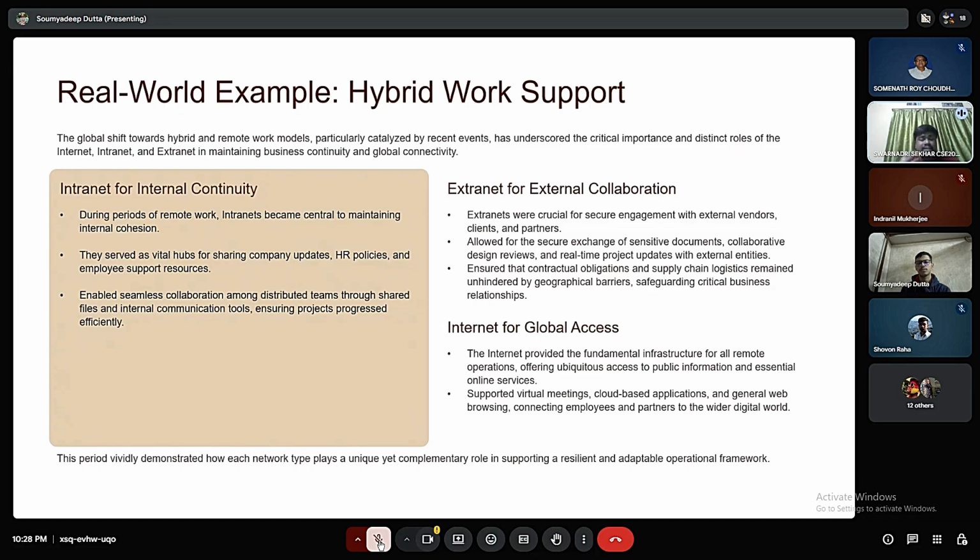The internet acts as the foundation that provides access to different services like cloud services, virtual meetings, and global connectivity. So together these networks help the organization remain connected, make the organization very productive, and achieve very good results.